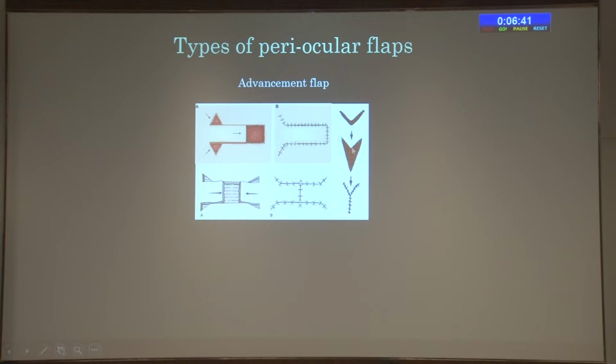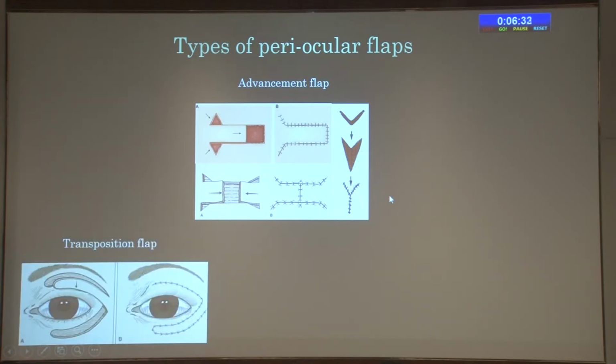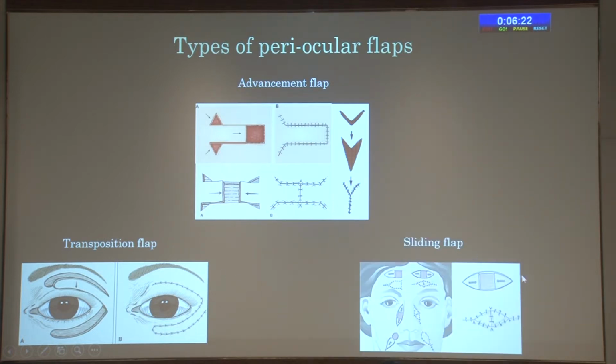This is an advancement flap, where it is detached on three sides from its surrounding tissue and advanced into the defect. VY-plasty is also an example of it. A transposition flap is where there's an intervening tissue and the tissue is mobilized, like the upper lid tissue is mobilized into the defect. Or there are sliding flaps, where it is detached completely from the surrounding tissue, but it still maintains connection to the underlying muscle, and it's slid into the defect and closed.